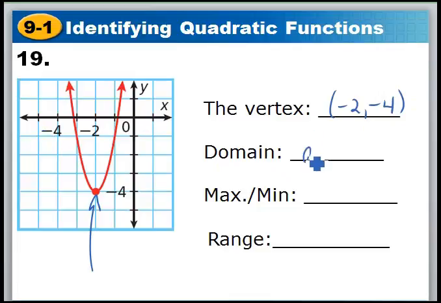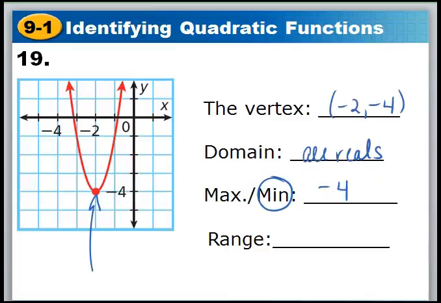Domains for parabolas are all reals. It's how far right and how far left it goes. There are no bad values. It will reach left and right as far as it possibly can. So that happens to be all reals. This is a minimum value, and we will go ahead and tell what the minimum value is. The minimum value happens to be -4.